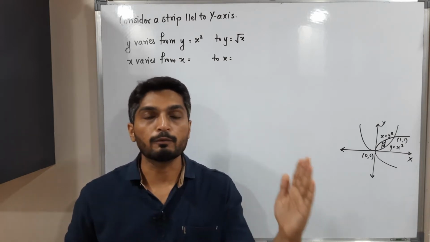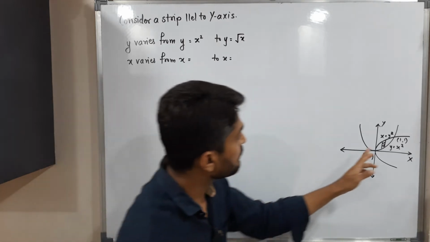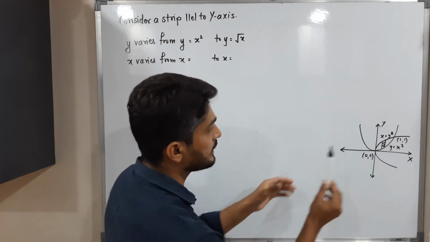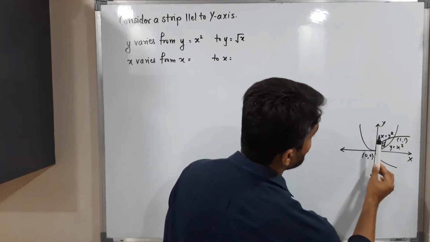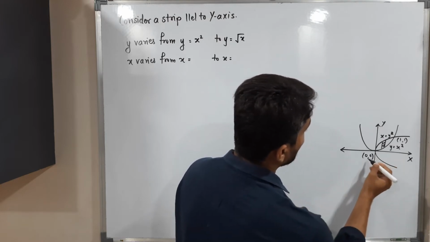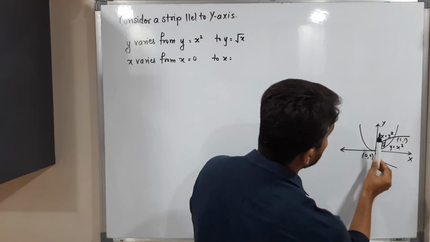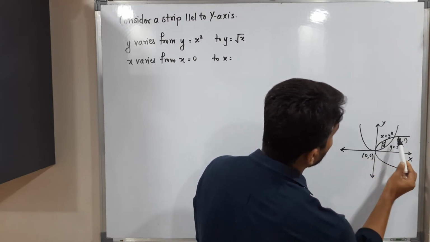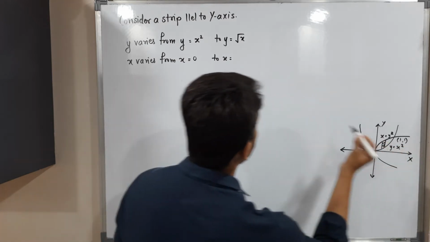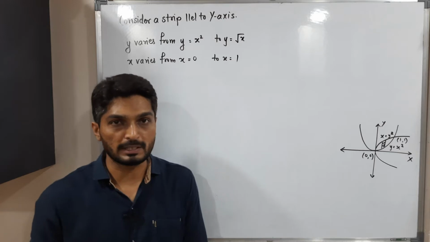Now left to right, we have to move the strip from left to right. See, at left, the strip will go up to this point. The strip is moving like this, as you can see, this pen is moving like this. So the strip is also moving from left to right. The strip will start at this point where the value of x is 0, and it will move slowly and go up to this point to cover the complete region. And here the value of x is 1. So x varies from 0 to 1, right? In this way we got the limits.